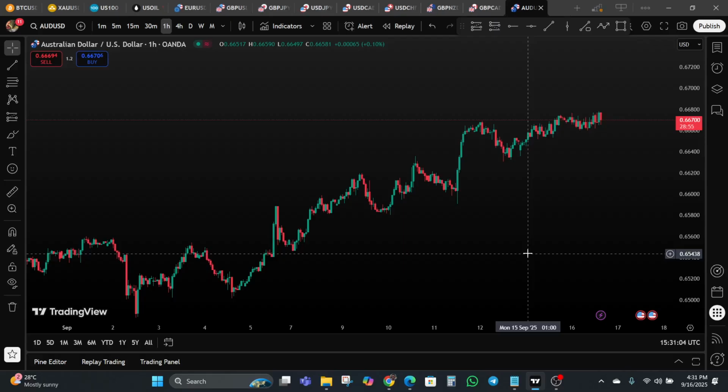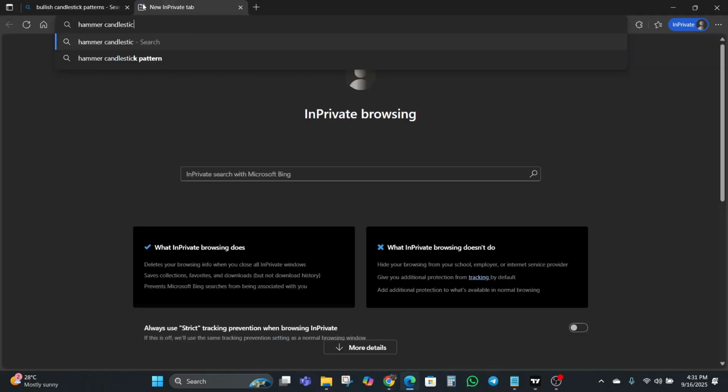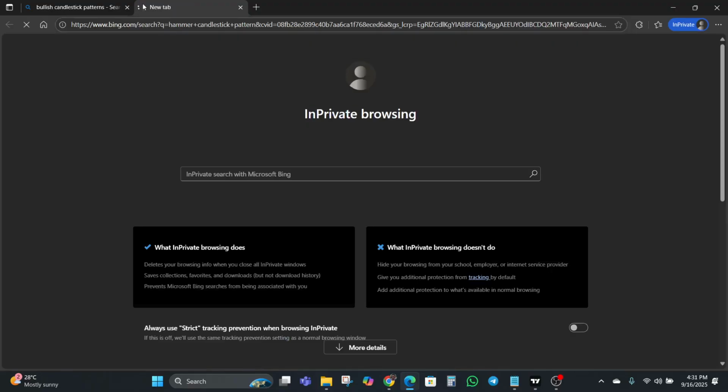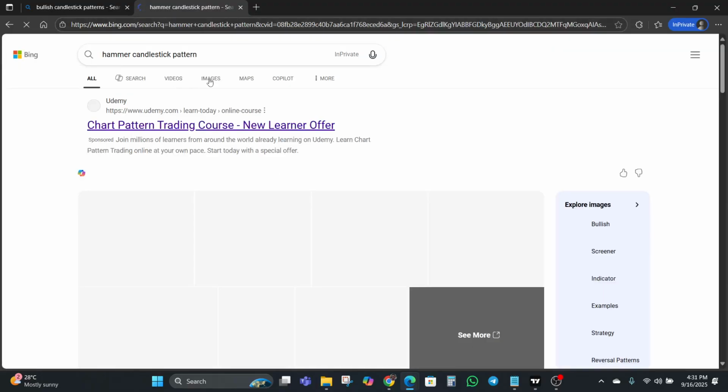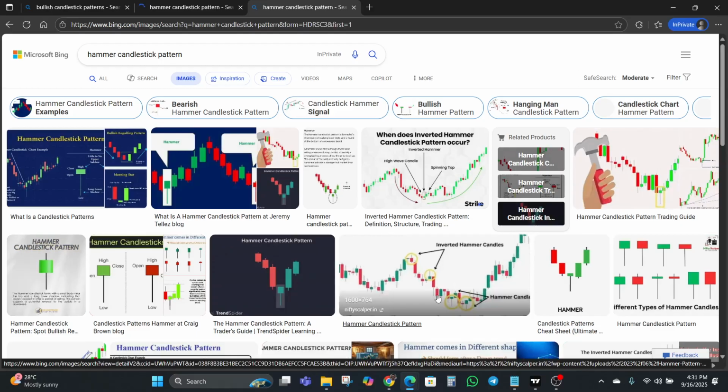Now, let us start with the hammer pattern, one of the most popular patterns out there. So, the hammer is a single candlestick that signals potential reversal at the bottom of a downtrend.